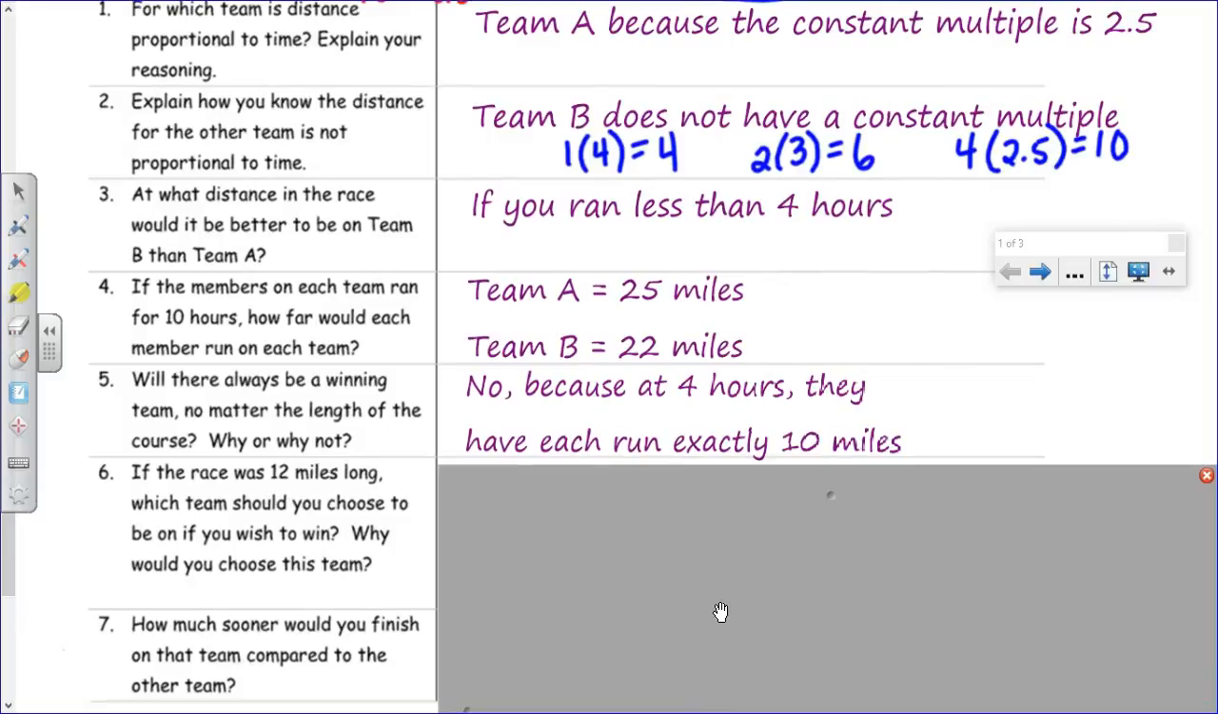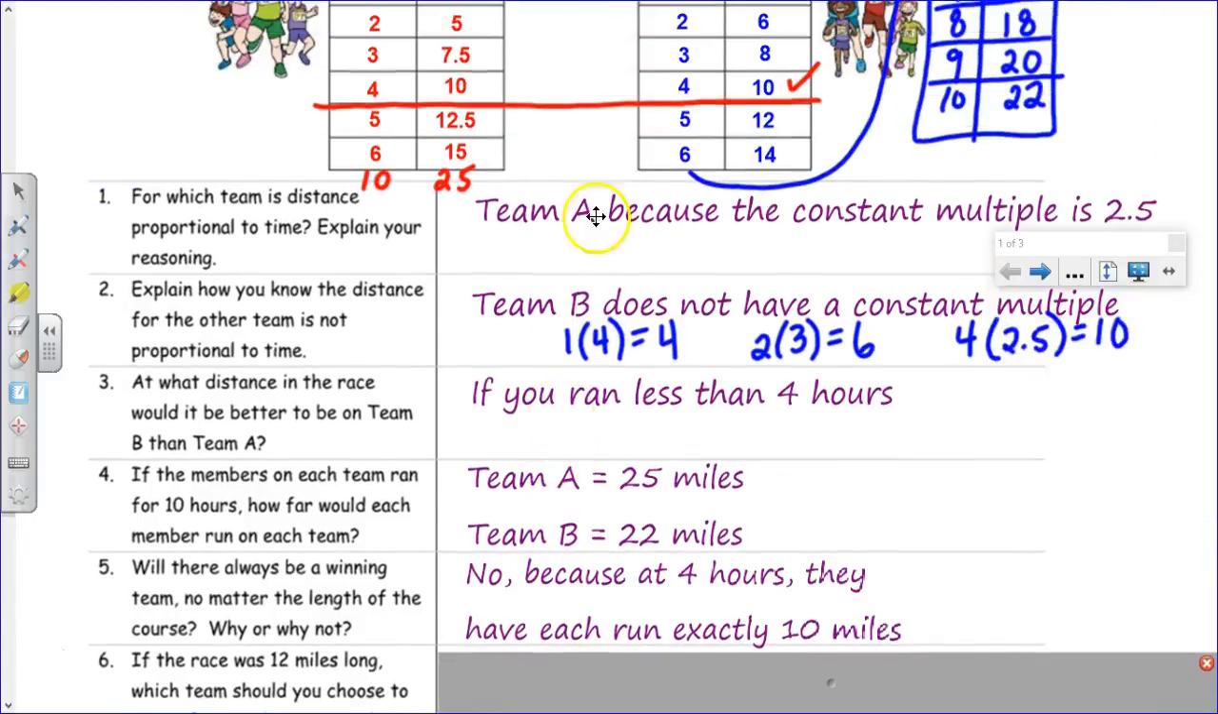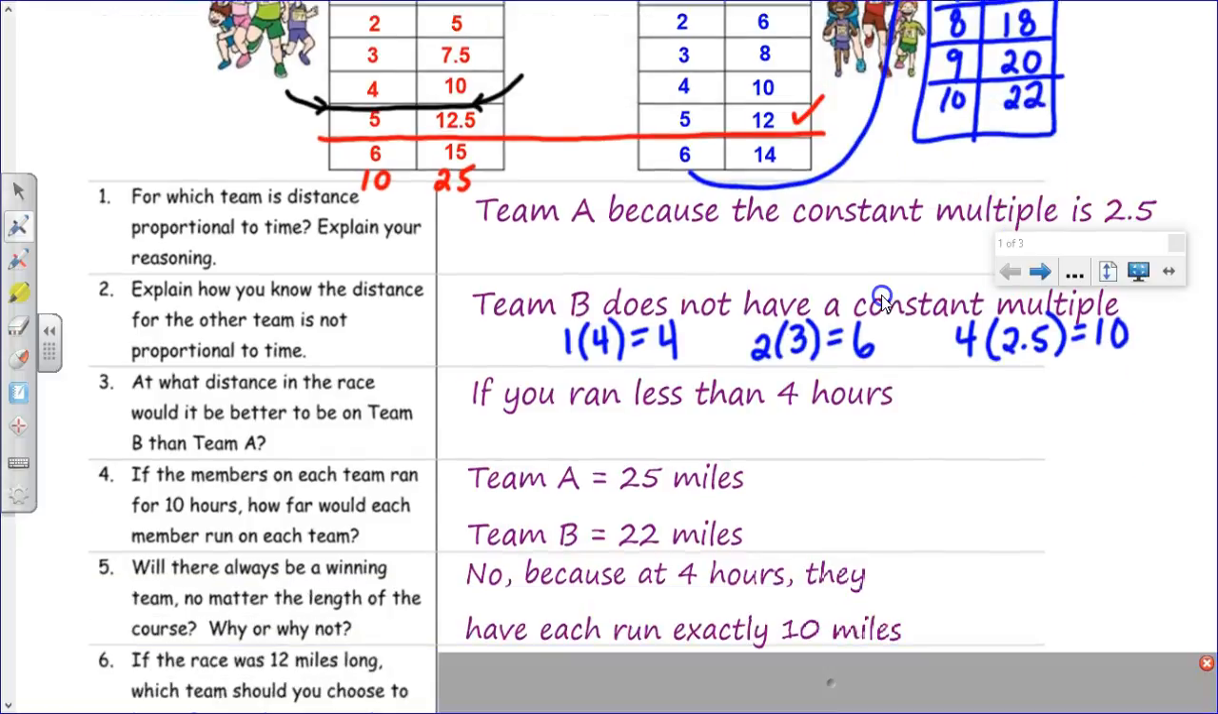Okay, if the race was 12 miles long, which team would you choose to be on if you wish to win? So 12. I can see that in 5 hours for team A, I've run 12.5 miles. For team B, I've run exactly 12 miles. Hopefully that's telling you that at this pace, it's better to be on team A, because 12 miles is somewhere in here. I don't know quite where. We could figure it out if we had to, but the cool thing is I can tell it's got to be less than 5. It's got to take me less than 5 hours.